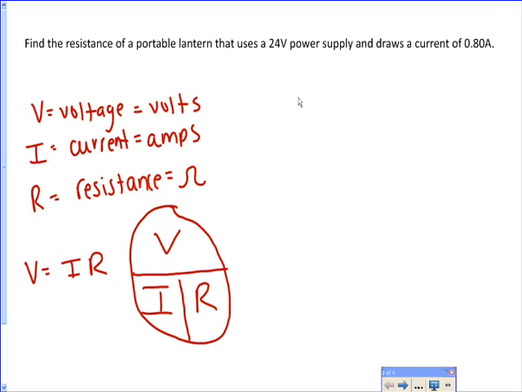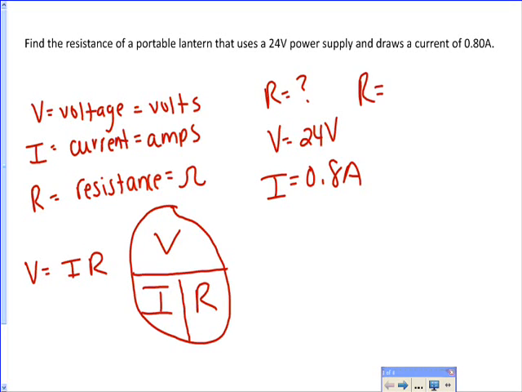Now let's read this problem together. Find the resistance, so it's already told us, R equals question mark. Find the resistance of a portable lantern that uses a 24-volt power supply and draws a current of 0.8 amps. So we have the voltage equals 24 volts. We have the current equals 0.8 amps, okay? And so we're going to say R equals, if you cover up the R, that gives you V divided by I.